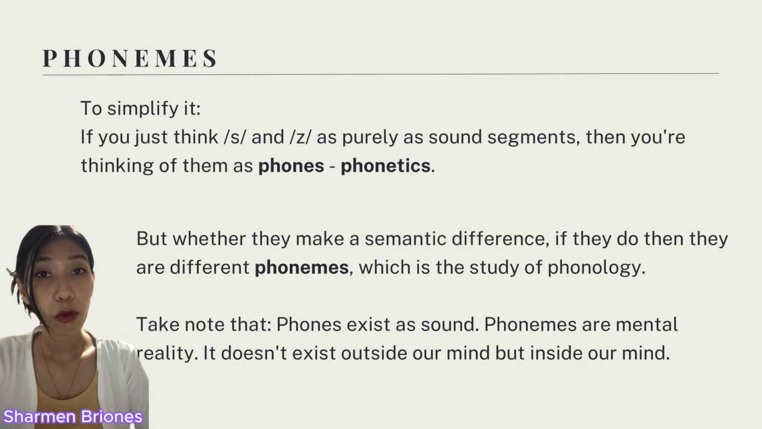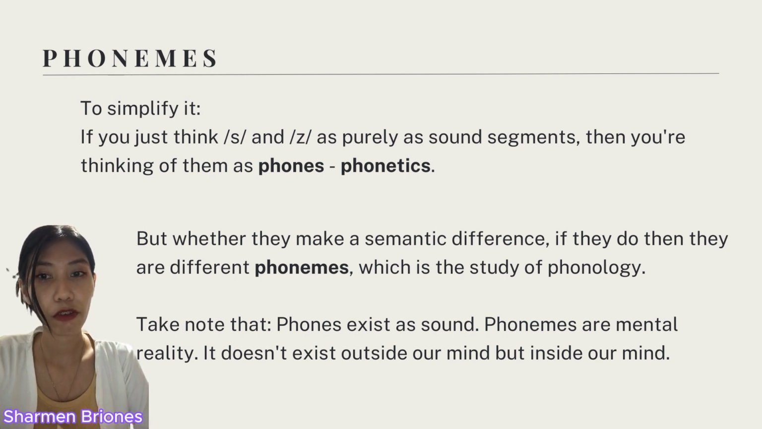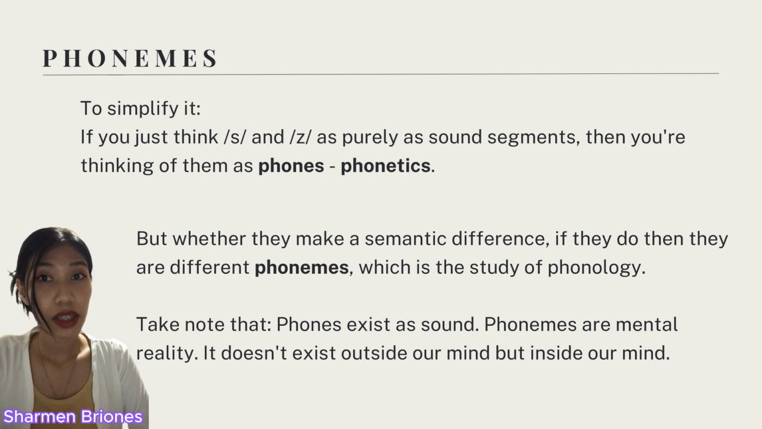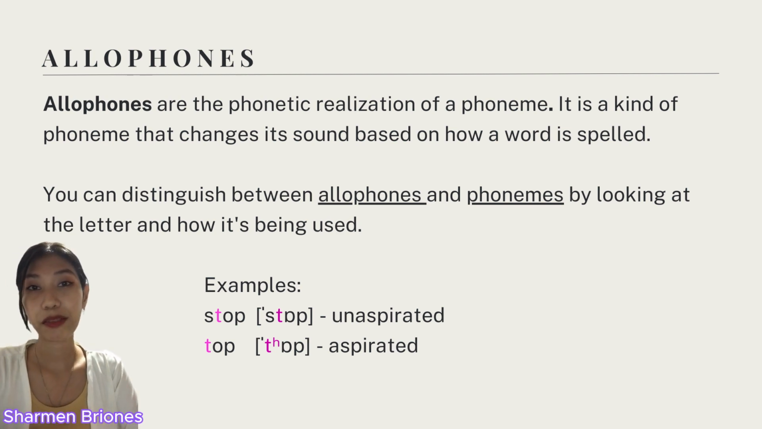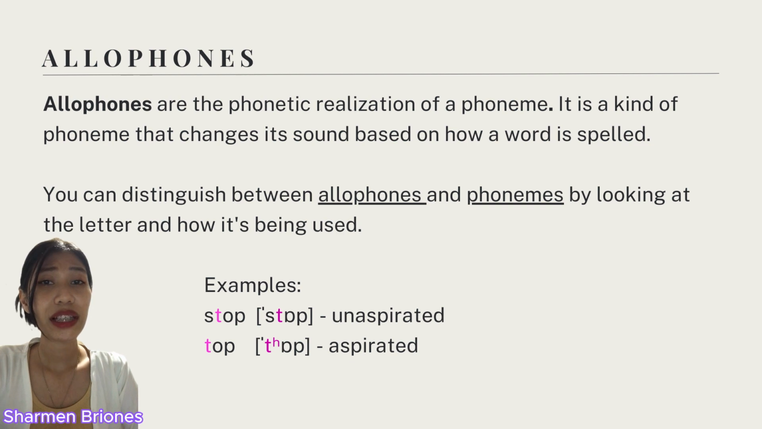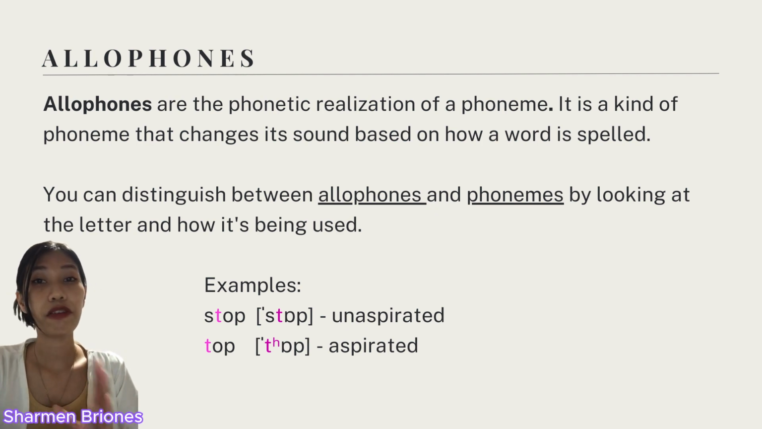Take note that phones exist as sound, but phonemes are mental reality. Phonemes only exist in our mind. But when we're actually speaking, that's when we use allophones. An allophone is a phonetic realization of a phoneme. It is a kind of phoneme that changes its sound based on how a word is spelled. Since phonemes only exist in our mind, an allophone is a reality of phonemes. You can distinguish between an allophone and a phoneme by looking at a letter and how it's being used.